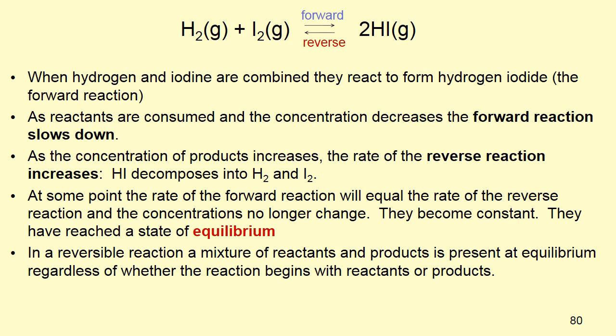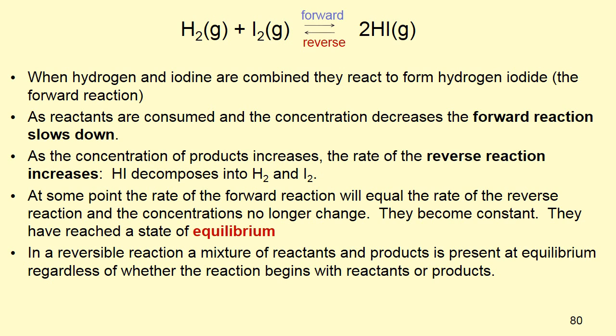Well, also keep in mind that the products are starting to build up. There's more and more of them. And now if this reaction can happen in the reverse, some of those HI molecules, there's more and more of them, they'll start to break apart, and the reverse reaction will start to increase. Well, at some point, the rate of the forward reaction will equal the rate of the reverse reaction, and then the concentrations don't change any longer. They become constant, and we're said to be in a state of equilibrium.